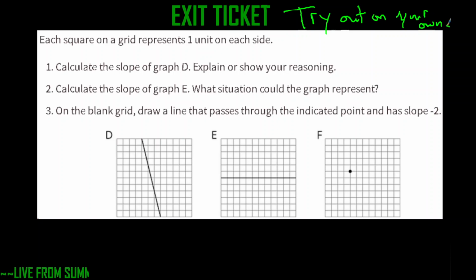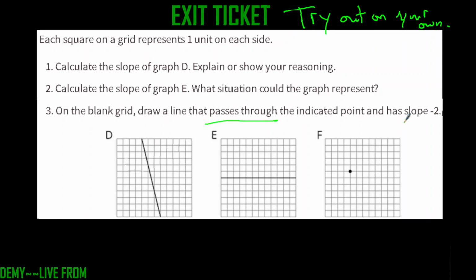And then for number 3, it says on the blank grid, draw a line that passes through the point and has a slope of -2. So you should know what that looks like, and make sure that you're asking questions if they come up.